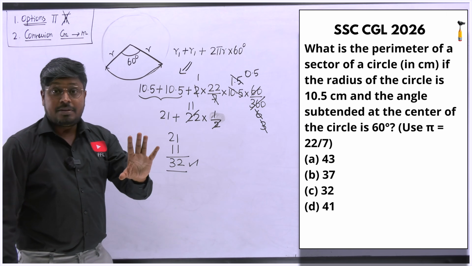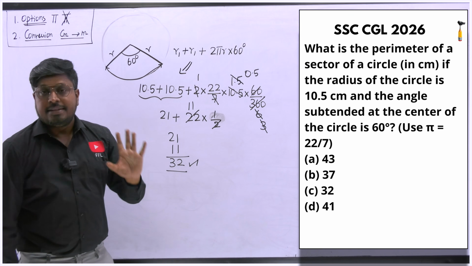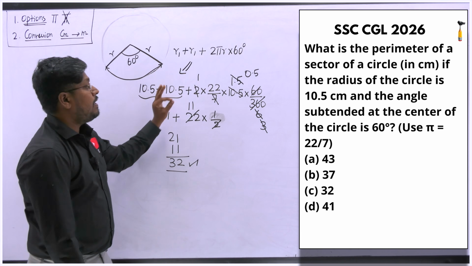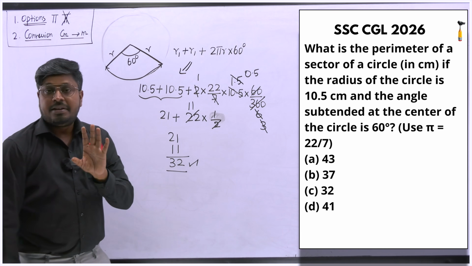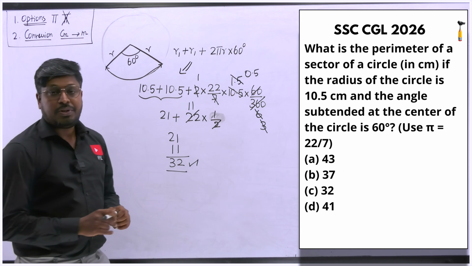Be slow. Don't cancel all the values just like that fast. Be slow, right? Surely you will get the answer. Not too slow, just be a little bit slow, right? Carefully cancel all the values. Definitely you will get the answer for sure, right? So the answer for this question is 32.